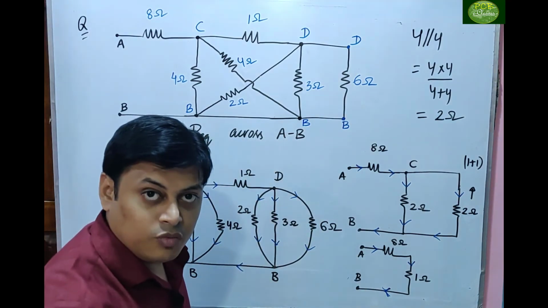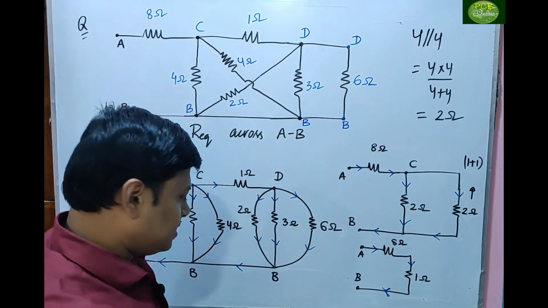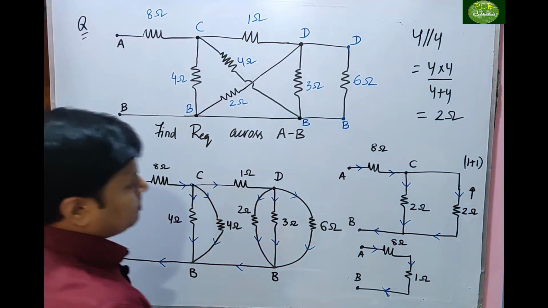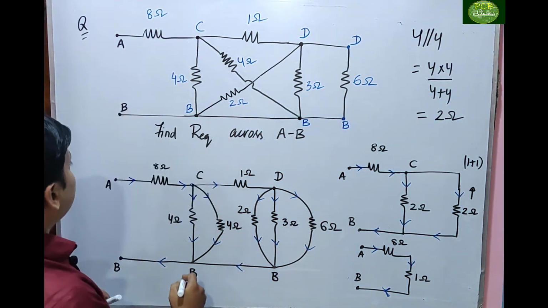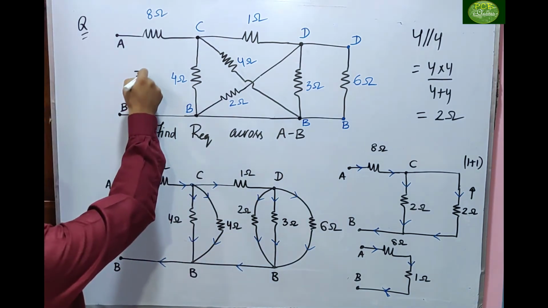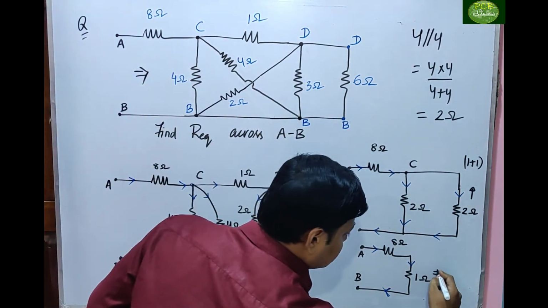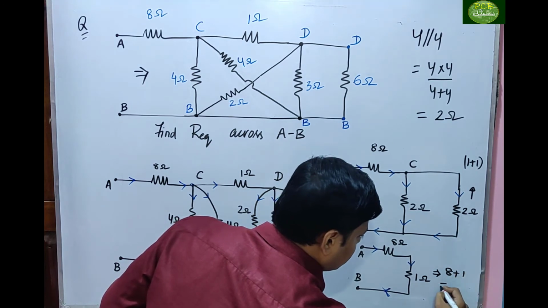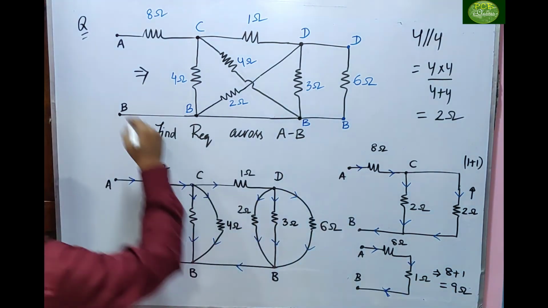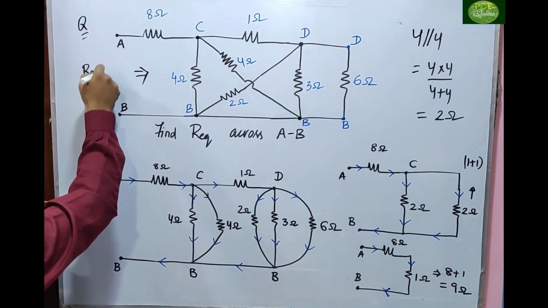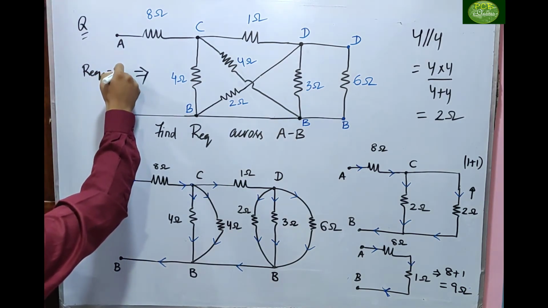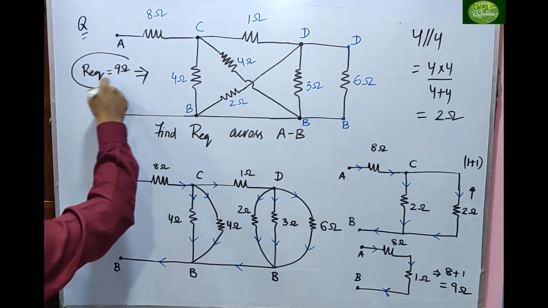Fine. 1 ohm and 1 ohm are in series. So what I'll write down? R equivalent. What I'll write down? This R equivalent here implies 1 plus 1, that is 2 ohm, plus... so for this question, R equivalent is equal to 2 ohms.